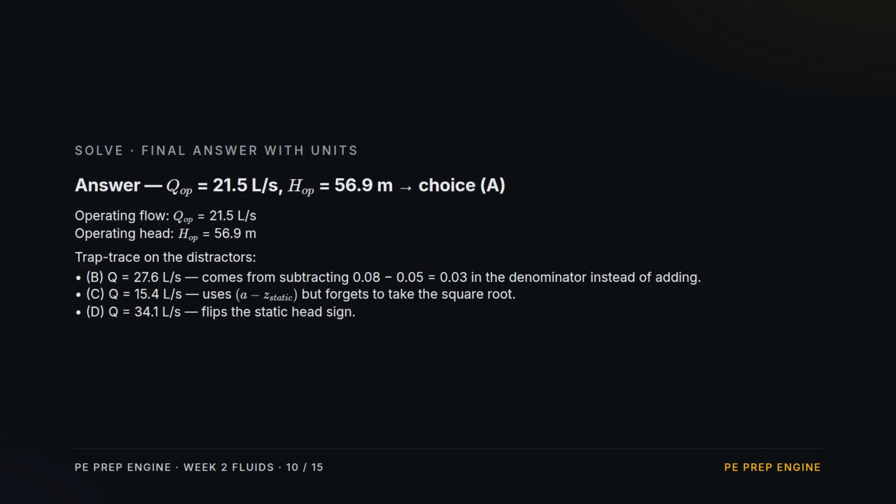The classic trap is choice B, subtracting the coefficients instead of adding. The two curves resist each other, so always add.